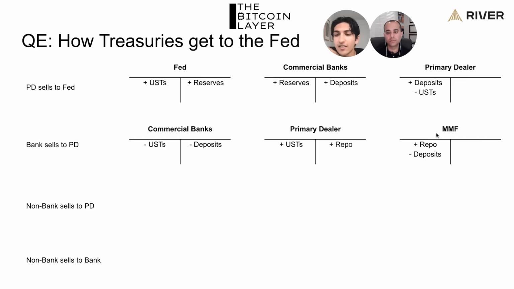Instead, the party that does have the deposits and wants to make a return on those deposits is a money market fund that transacts in all these different cash instruments. So the primary dealer takes possession of the U.S. treasuries from the commercial bank that's selling them, and now that commercial bank essentially relinquishes its deposits to the money market fund, and then the money market fund owns a repo asset instead. So the primary dealer has funded the purchase of the treasuries in the repo market.